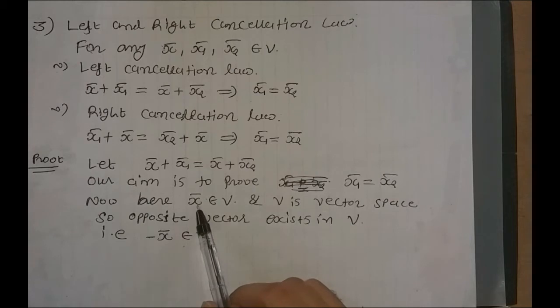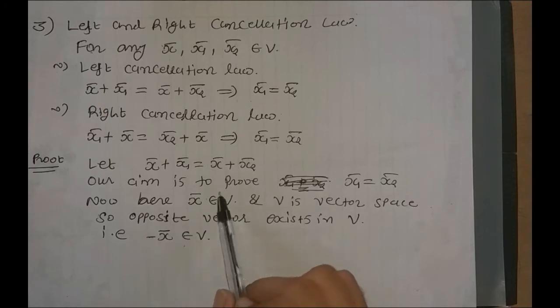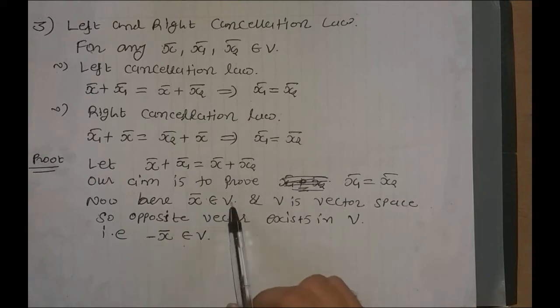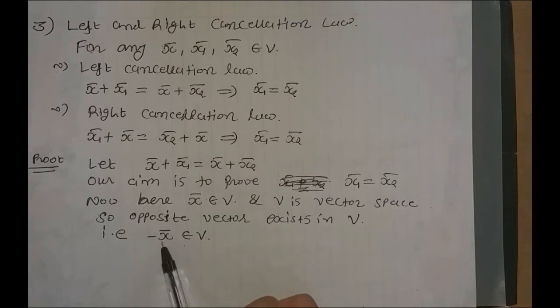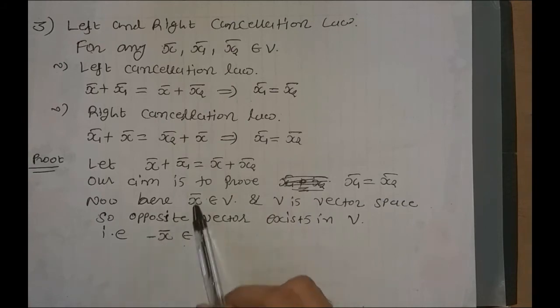Now here vector x bar is from vector space V. Now V is the vector space, so for vector x bar, an opposite vector exists in V. Our fifth property: for every vector in vector space V, an opposite vector exists. So for x bar in V, the opposite vector minus x bar also exists in V. Now minus of x bar is the opposite vector of x bar, so vector addition of these two vectors gives the answer theta, or the 0 vector.